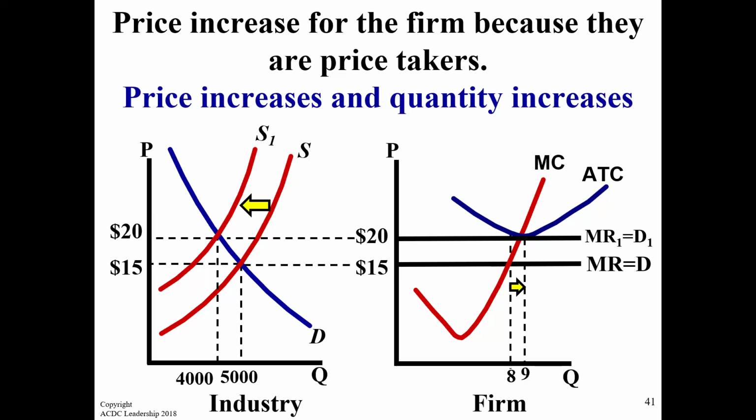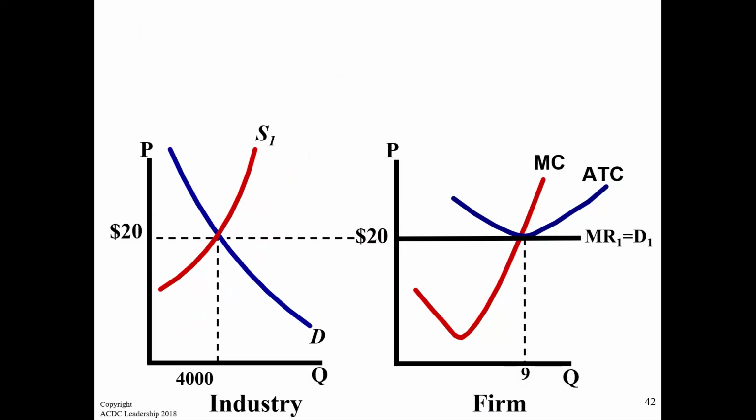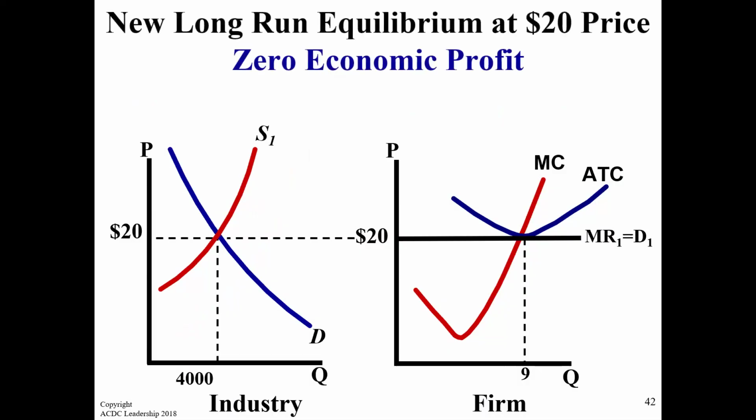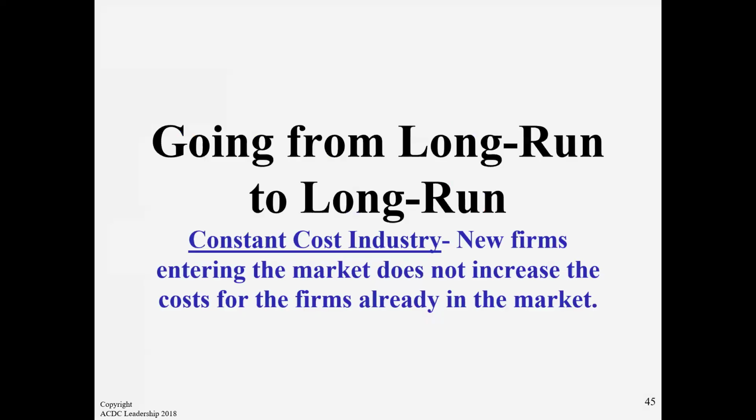Because there's fewer firms, each firm now has to do more. So that's why it increases in the firms. Any questions on that? Okay. All right, and there's zero economic profit. We're good. All right, going from the long run to the long run.